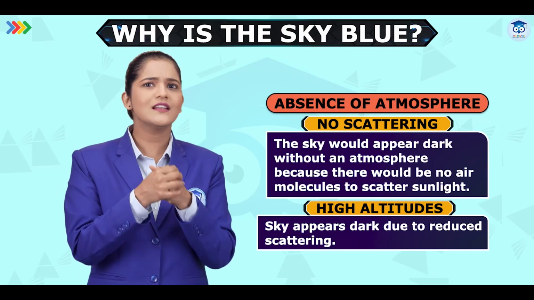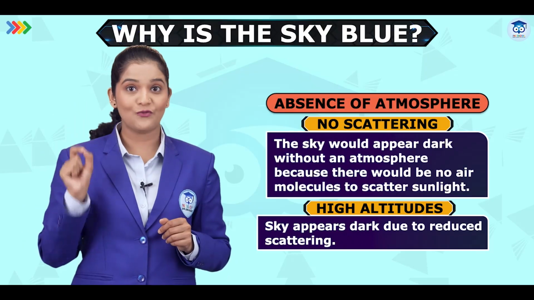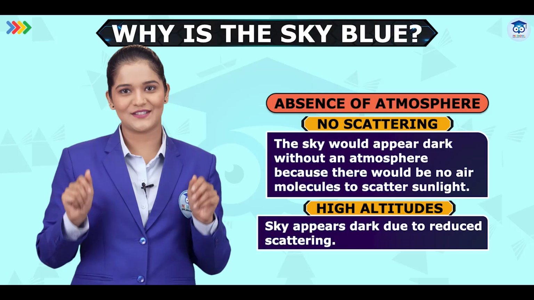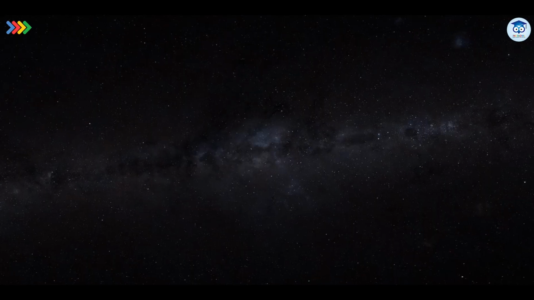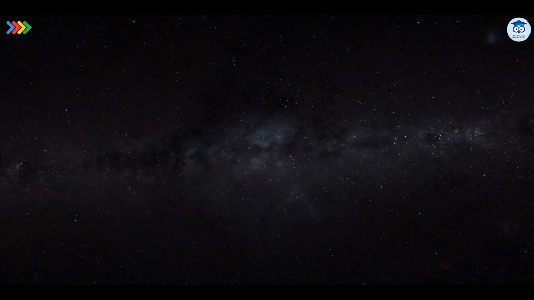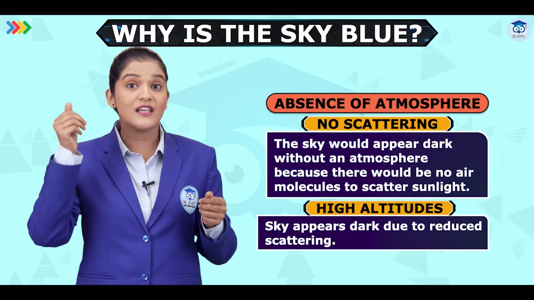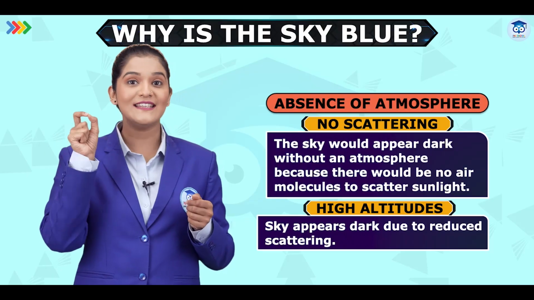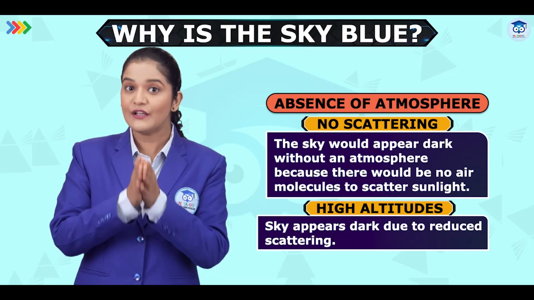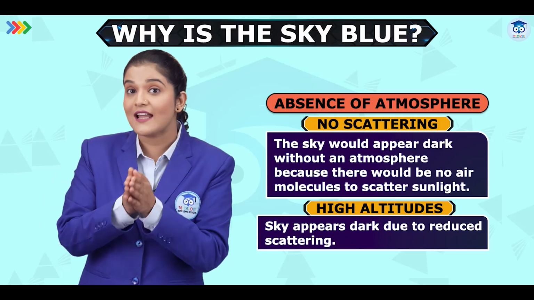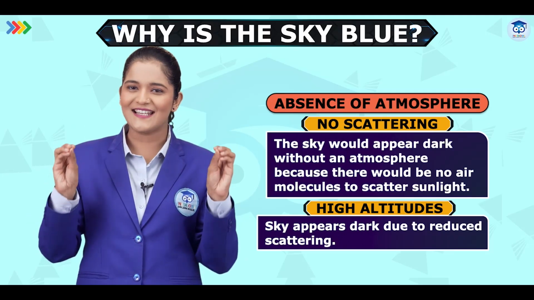But what happens in the absence of an atmosphere? In outer space, where there is no medium for scattering, light travels undisturbed. So, without atmospheric particles to scatter sunlight, the sky appears completely dark. A similar effect can be observed at high altitudes, such as in mountainous regions or aboard high-flying aircraft. Here, the atmospheric density is lower, meaning fewer particles are available to scatter sunlight, and hence the sky appears darker than it does at sea level.